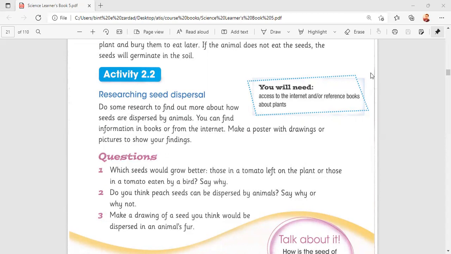The bird would spread its droppings away from the parent plant. These seedlings would not be overcrowded like the seedlings that germinate right next to the parent plant. Obviously, if the seeds are away from the parent plant, they are not overcrowded, and they can easily germinate. If the tomato is left on the plant and falls down near the parent plant, it is overcrowded. So the seed cannot germinate well near the parent plant.